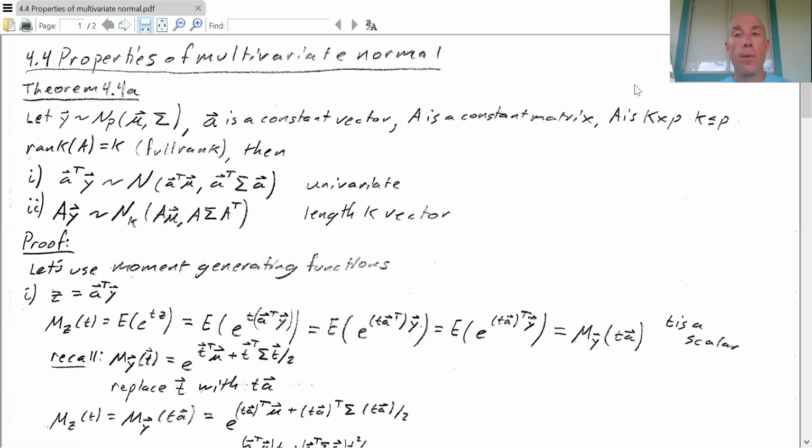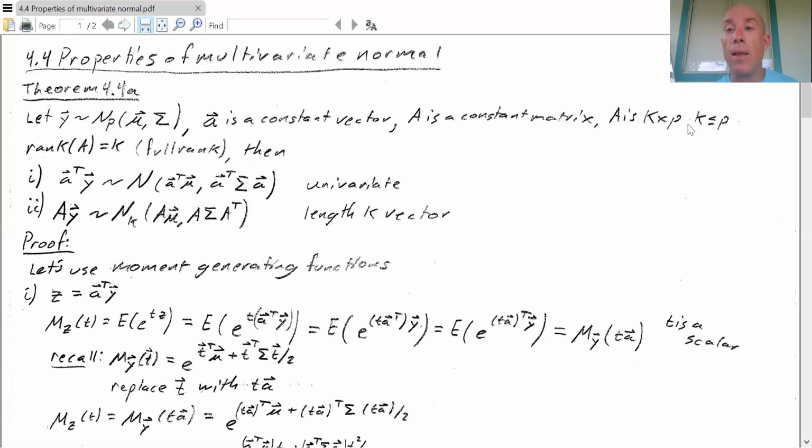So the first thing we want to take a look at is, let's say that y is a normal vector of length p. We're going to say that lowercase a is a constant vector, and capital A is a constant matrix. A is k by p, and k is less than p.